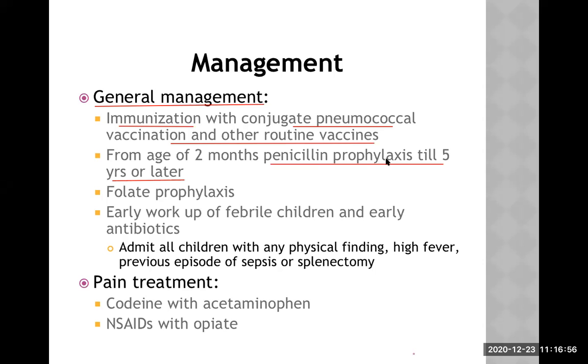This is the meaning. Folate prophylaxis is necessary. This is a hemolysis. Bone marrow is hyperactive. It needs folic acid for the synthesis of new RBC. That is the reason. And we need to do early workup of febrile children and use of early antibiotics. Now, let me clarify this. See there? What does that mean?